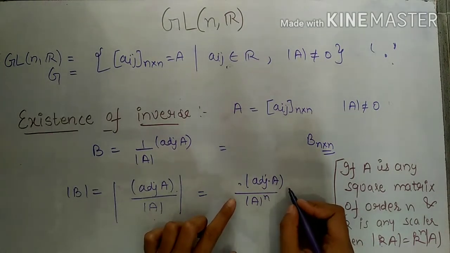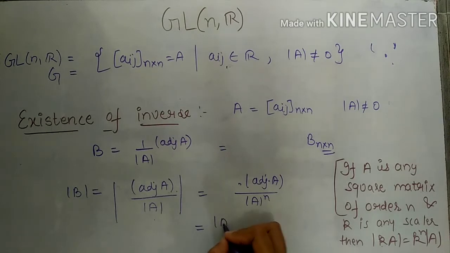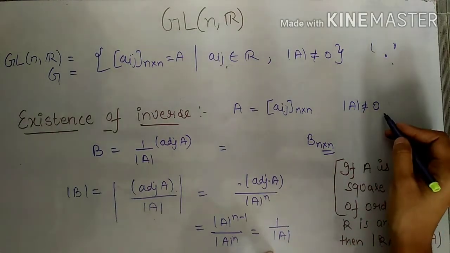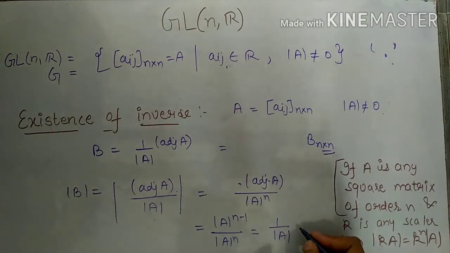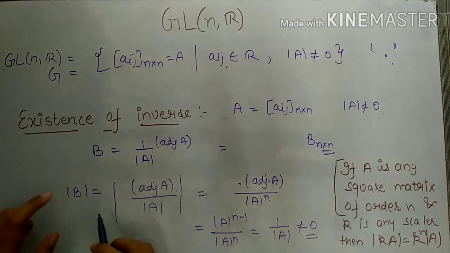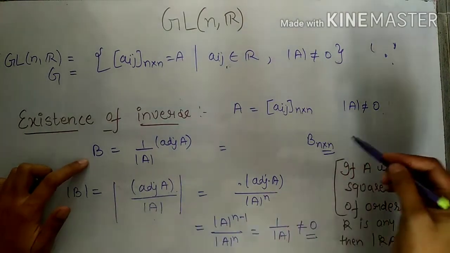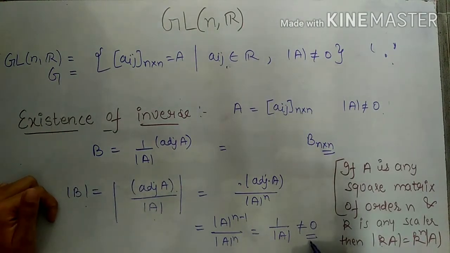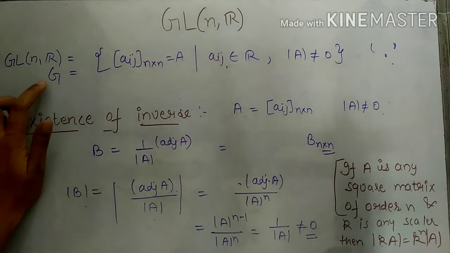And we know determinant of adjoint of A is equal to determinant of A raised to power n minus 1 by A raised to power n. So solve it, we get 1 by determinant of A. And we know determinant of A is not equal to 0. So here what we get, determinant of B, that is 1 by determinant of A, this is also not equal to 0. So we get a matrix B of order n by n such that determinant of this matrix is not equal to 0. That is what we get from here, that is B belongs to G.